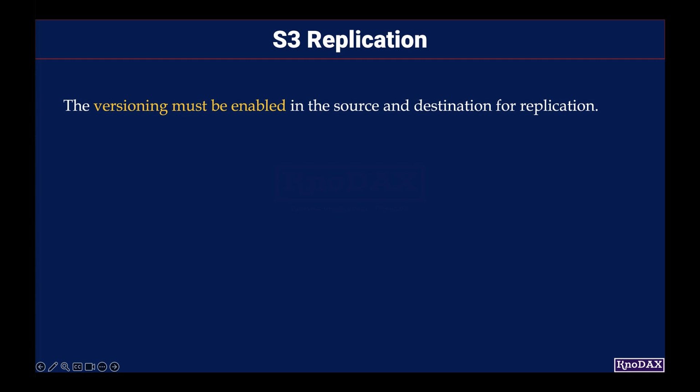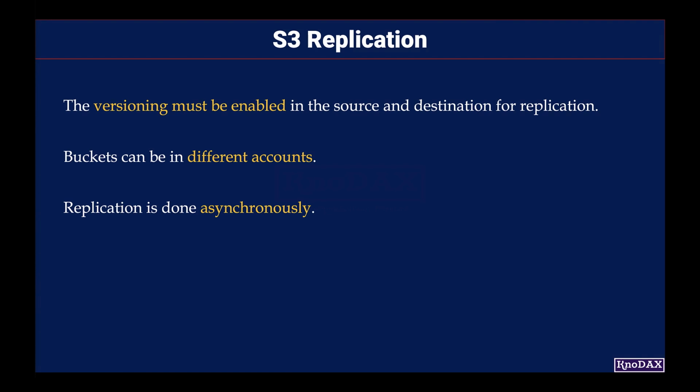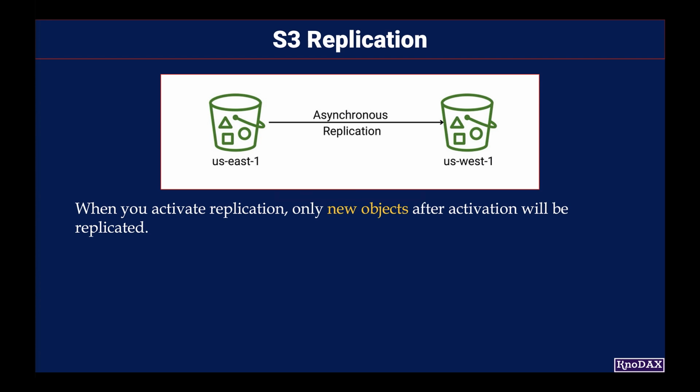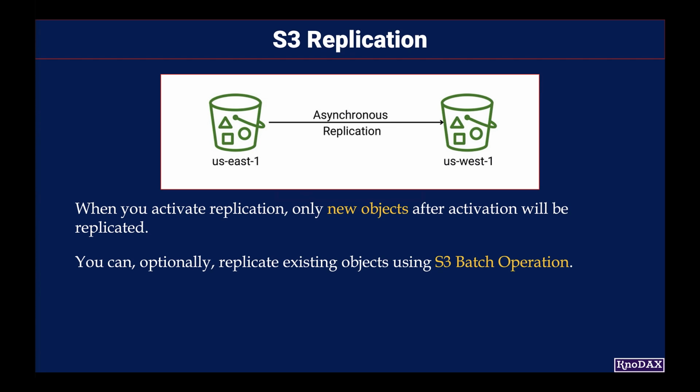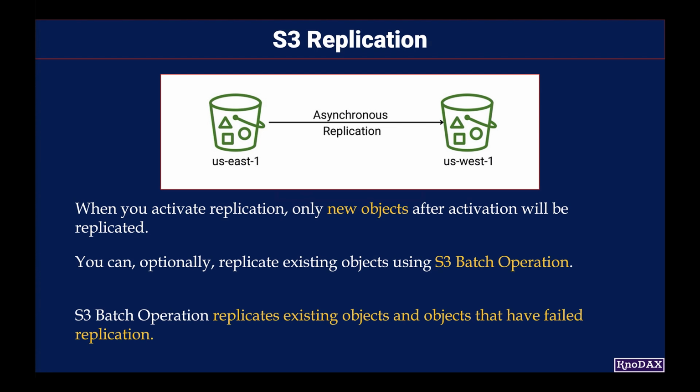Versioning must be enabled in the source and destination for replication. Buckets can be in different accounts. Replication is done asynchronously. We need to give proper IAM permissions to S3. When you activate replication, only new objects after activation will be replicated. You can, optionally, replicate existing objects using S3 batch operation. S3 batch operation replicates existing objects and objects that have failed replication.